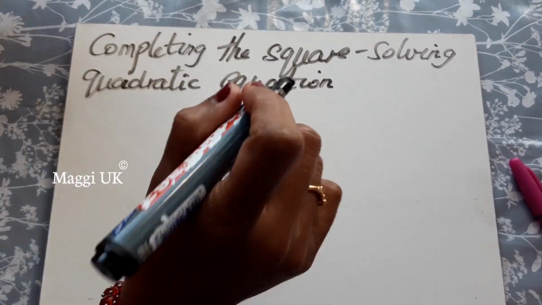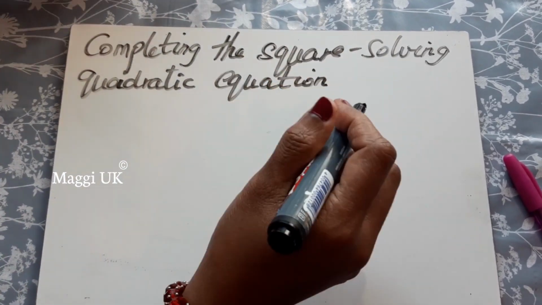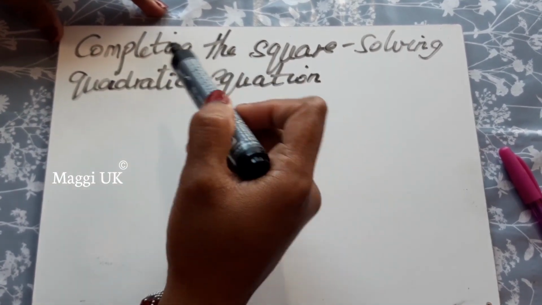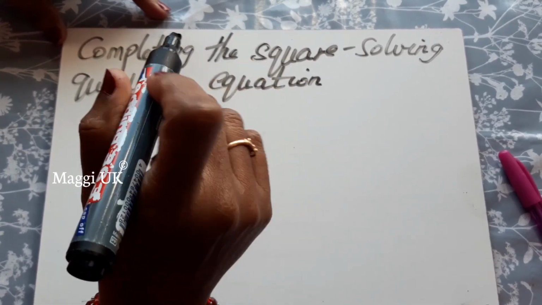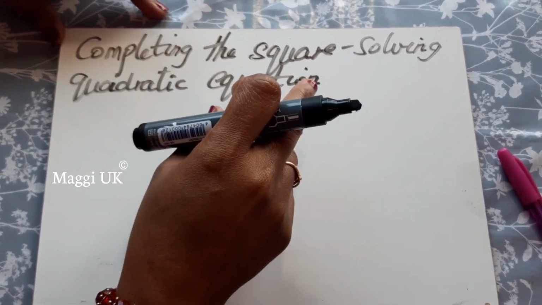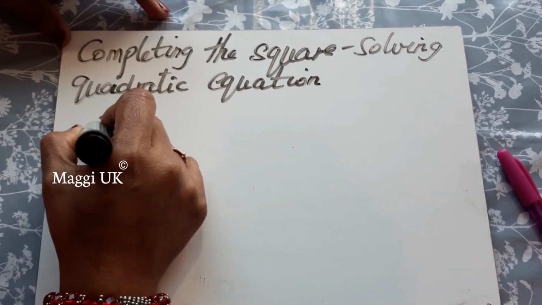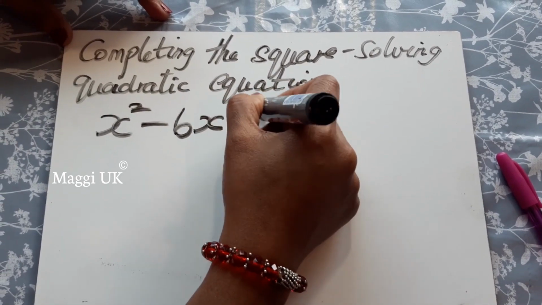When you need to do completing the square, even if you can factorize, we are not going to use the factorizing method, because when they ask you in the exam to use completing the square, we need to use only this type of method. So I'm going to show you the first method now, which is going to be the easiest one. The sum is x squared minus 6x plus 8.